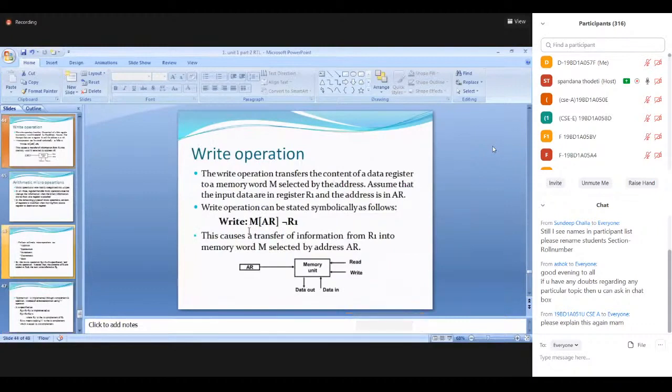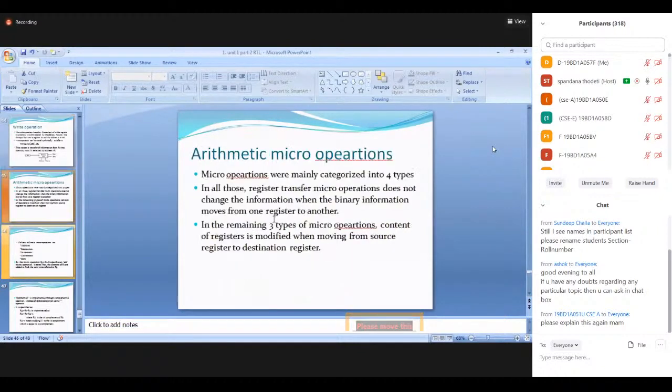Similarly, for write operation, move the data from the register to the memory location. Let us suppose I want to move the content of R1 into some memory location. Into which location you want to move, that address is provided by the address register. So from R1, move the content into the memory location specified by your address register AR. Right? These are the two operations you can perform with a memory, read and write.